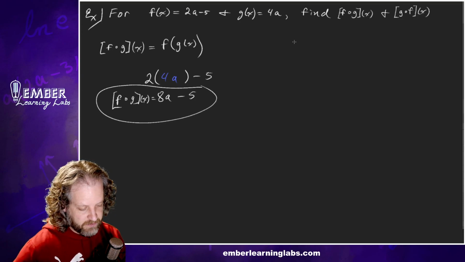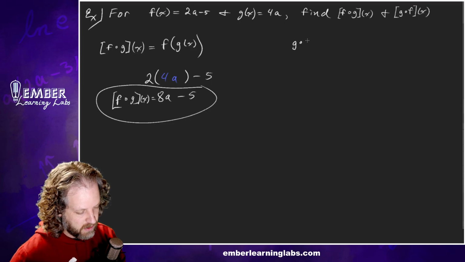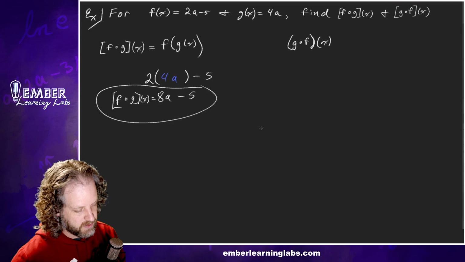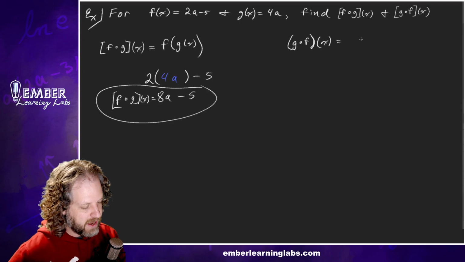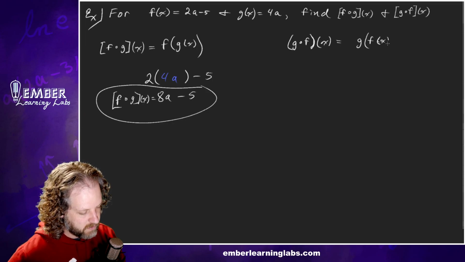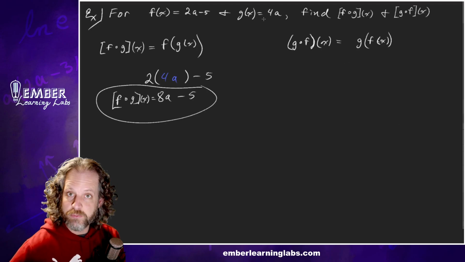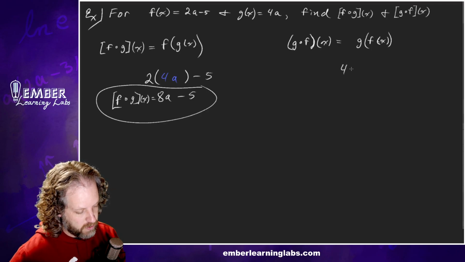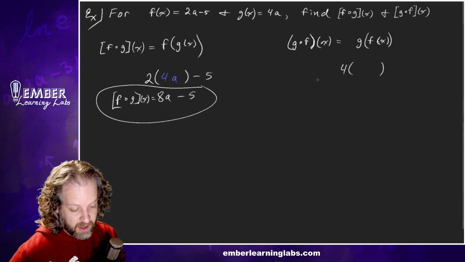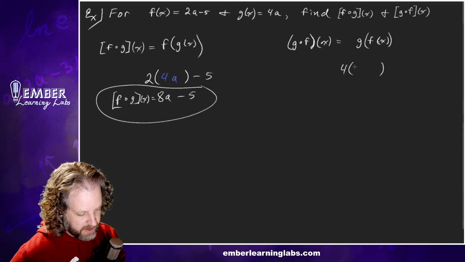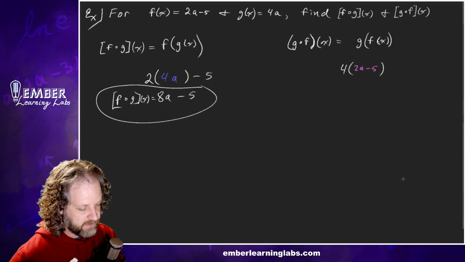Now let's find g of f of x. So g of f, I didn't even mean to write regular parentheses, but we're going to roll with it because it doesn't matter. That is the same as g of f of x, right? So we're going to take g and write it with parentheses where the variable is. So 4 and then open parentheses. Then we're going to take all of f, so 2a minus 5, and put it in there.